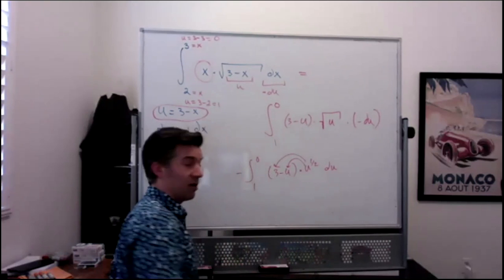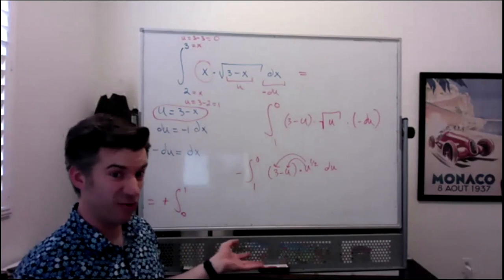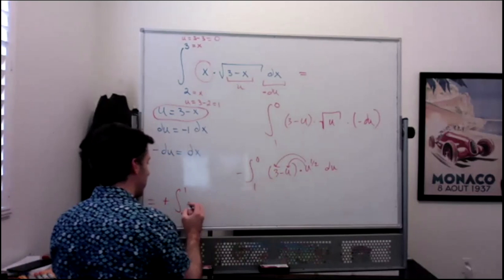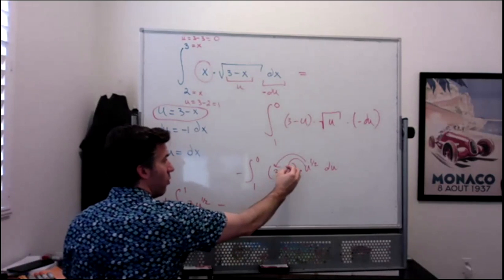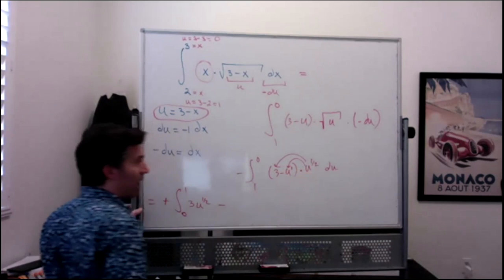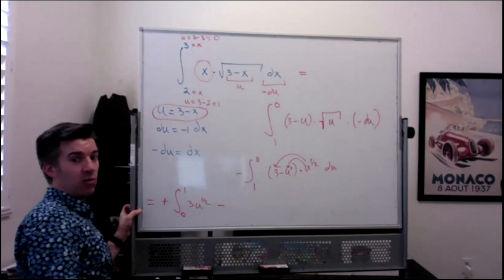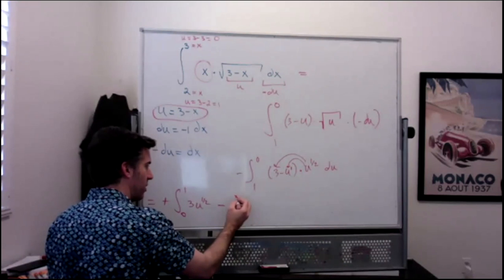Instead, we do the smart thing. We multiply it out and then integrate. This is going to be 3 times u to the 1/2 minus u to the 1 times u to the 1/2. We add those powers, and 1 plus 1/2 is 3/2.